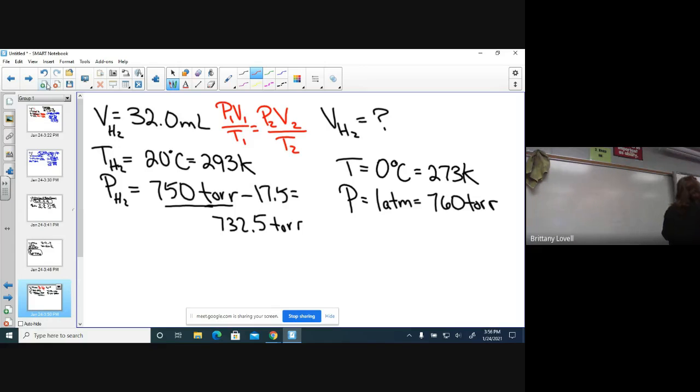Here we go. So I'm going to write this, I think, over here. Just remember, I'm looking for volume. So I'm going to plug in my pressures here. I've got 732.5 times my volume of the first set of conditions, which is 32 milliliters, divided by my temperature, which is 293, and set it equal to my new pressure, which we said is 760 torr, times the new volume, which we don't know, right?